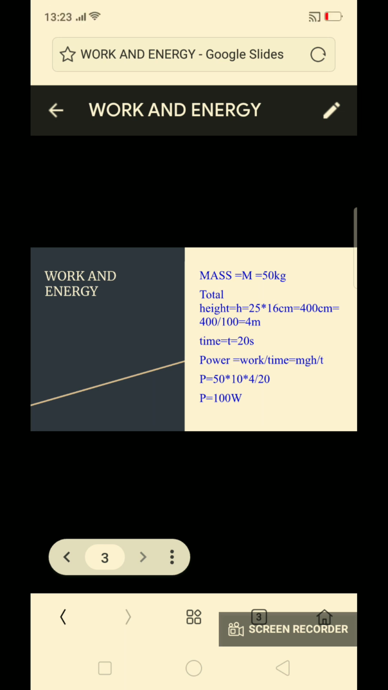So what is the formula of power? Power is equal to W divided by t, which means work divided by time. The work formula is basically mass into gravitational acceleration into height, divided by time. The gravitational acceleration value is constant, which is 10 meter per second square, and mass is 50 kilogram, the height is 4 that we have calculated, and the time is 20 seconds. So we just put all the values in the formula of power, which is mgh divided by t. The answer we get is 100 watt. Power we get is 100 watt.